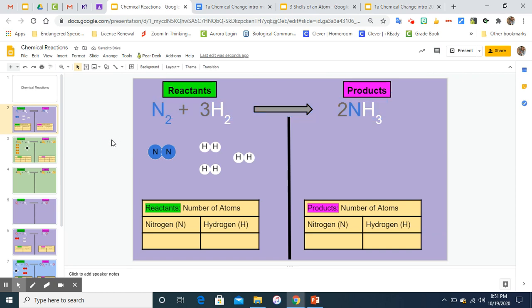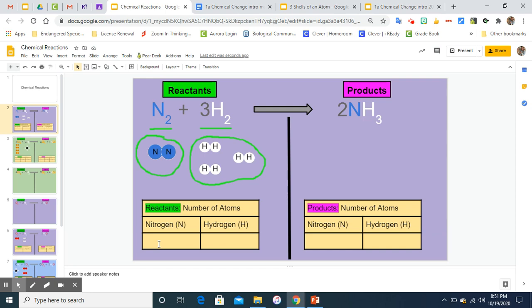You'll notice that on the reactants side of the equation, you can see the molecular formulas for the molecules N2 and 3H2. Underneath the molecular formula, you can see a picture of what the molecules look like. There's a molecule of N2, and here's molecules of 3H2. The first thing that you need to do is fill in the chart on the reactant side of the equation.